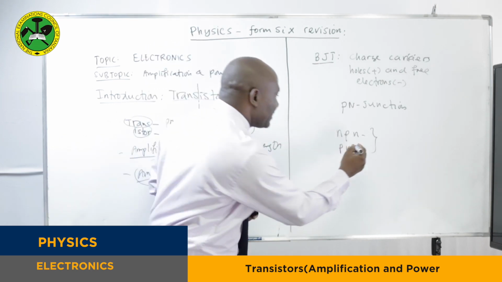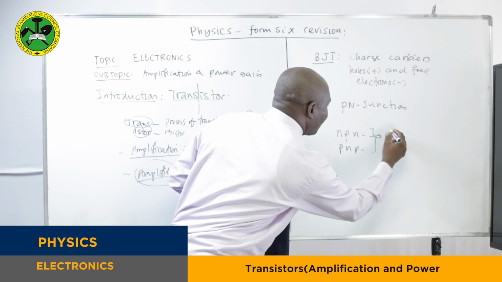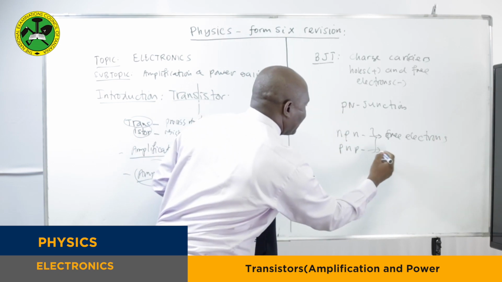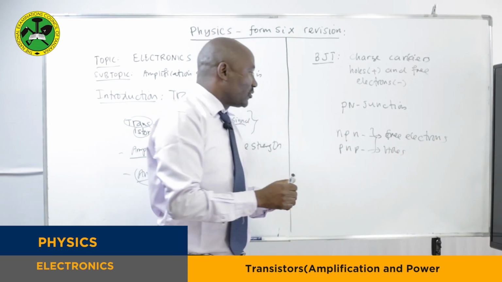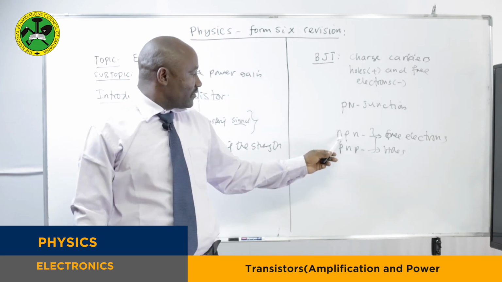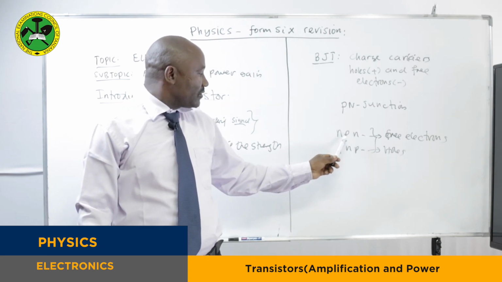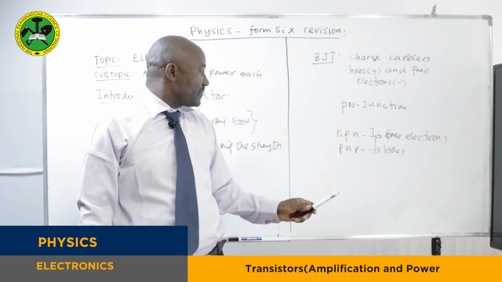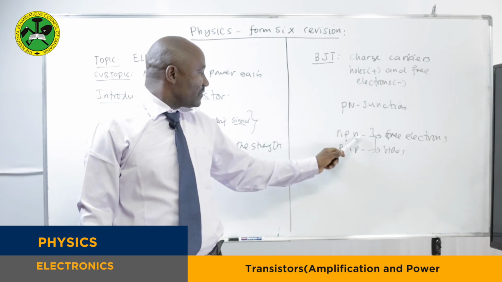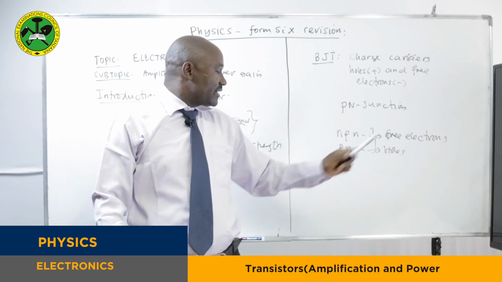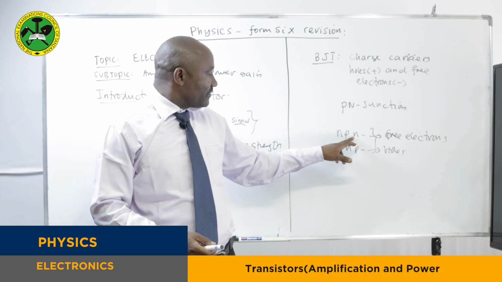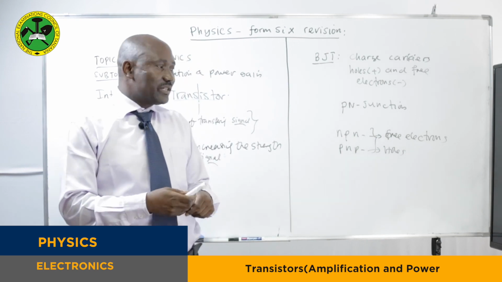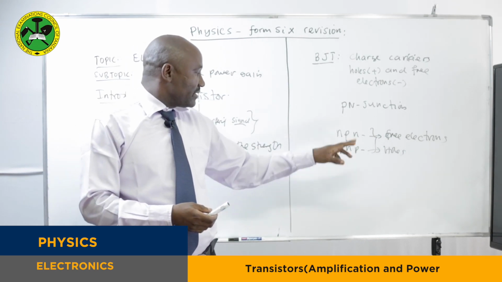Here, the majority are electrons, free electrons. Here, the majority are holes. When we talk of majority, it means if you take this arrangement of NPN, you can see we have two N and here we have only one P. So most of the charge carriers present here are free electrons. So the name of this transistor changes depending on the majority charge carriers which are present. Here we have NPN and PNP.